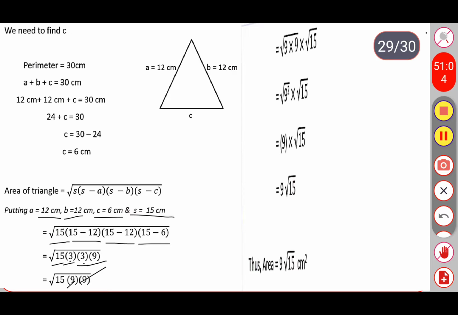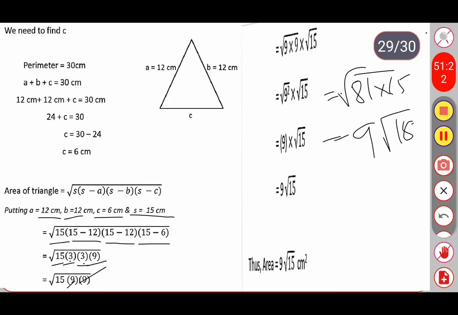3 3s are 9, 9 and the remaining 15 as it is here. 9 into 9 is root 81 into 15, right? So 81 is itself a perfect square number, so we can directly take the square root of 81 as 9 and the remaining 15 as it is. Therefore the area of the triangle is 9 root 15 centimeter square.